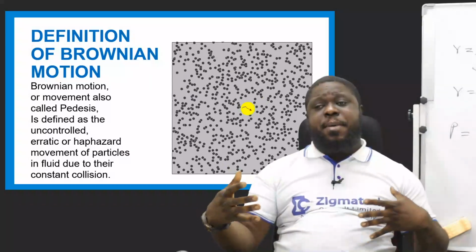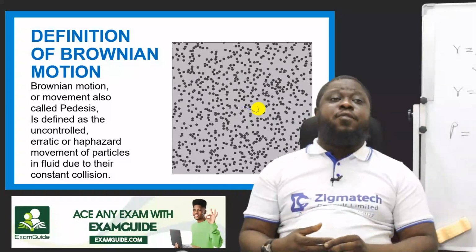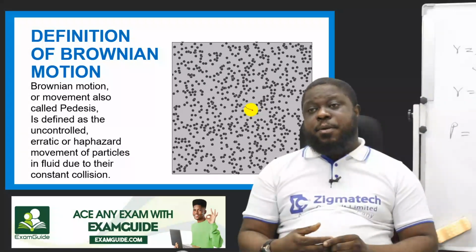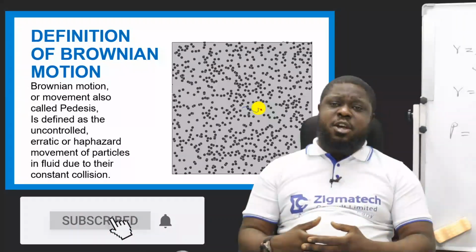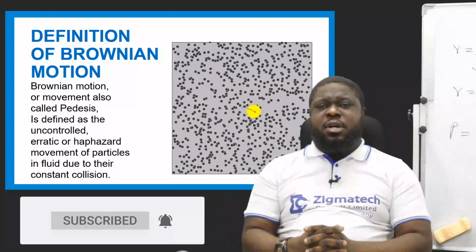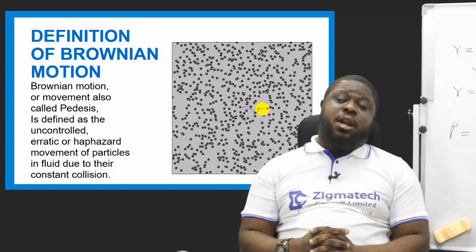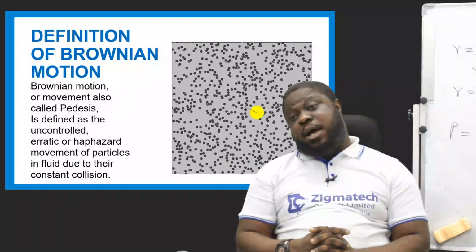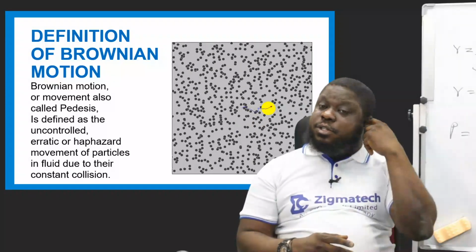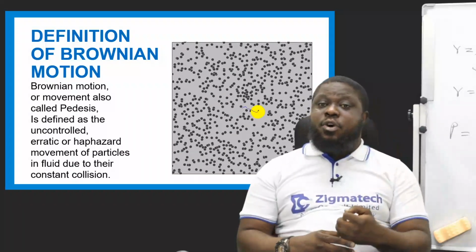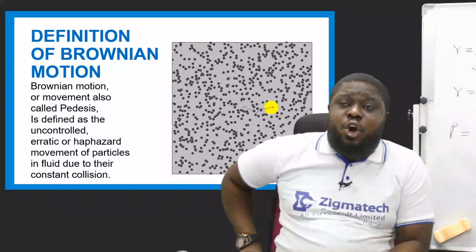As they are moving randomly, remember, if I put you in a room, maybe 100 people, and I say all of you should be running, as you're running, you'll be hitting yourselves due to constant collision. And we said moving particles in fluid. I told you fluids can be liquid, gas, or plasma. These are the three ways that a fluid can exist. So the particles in them move haphazardly, move uncontrollably.